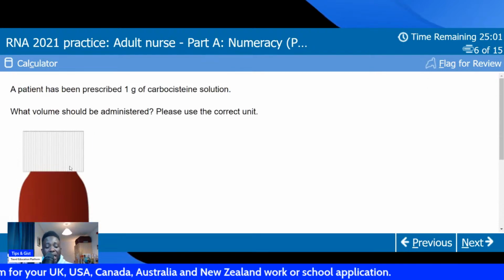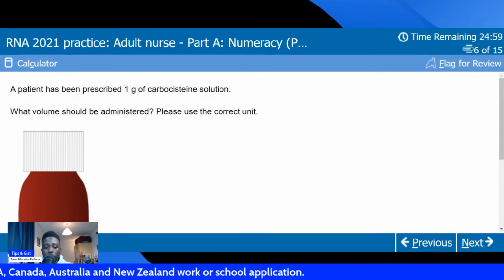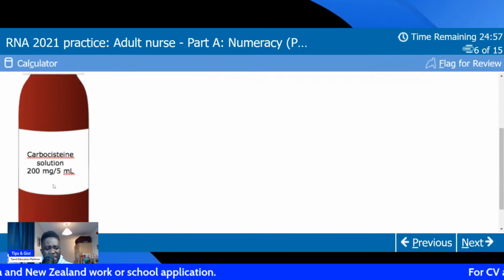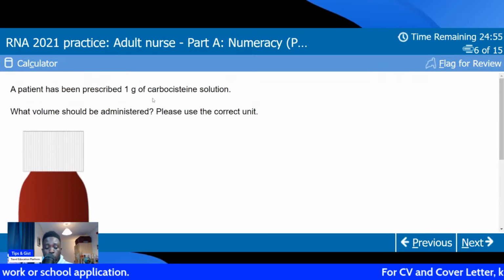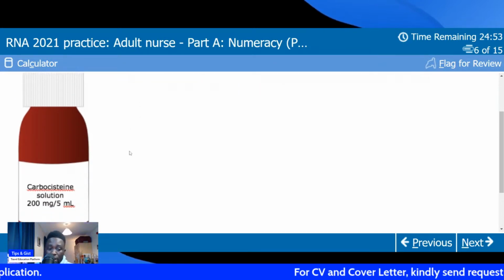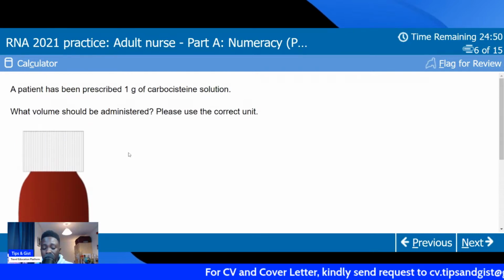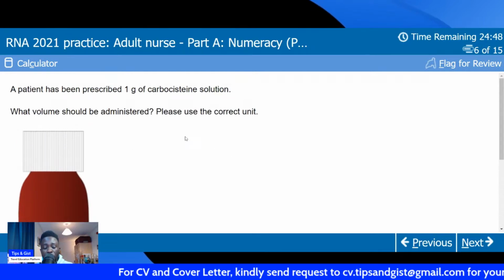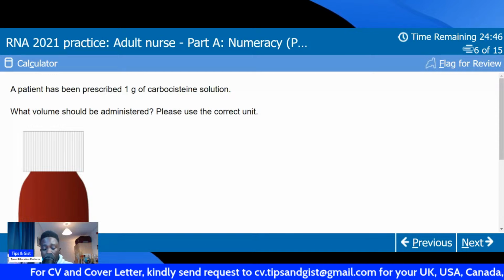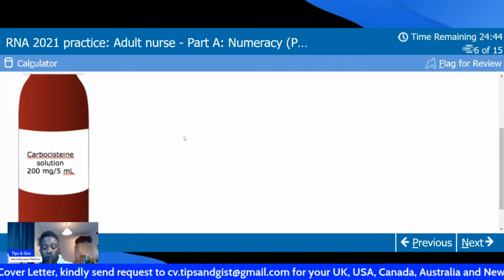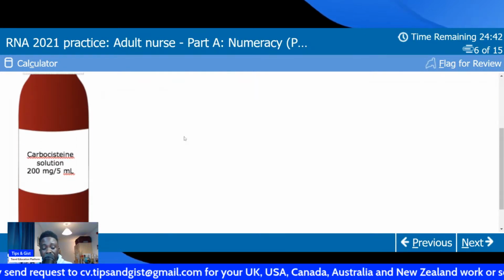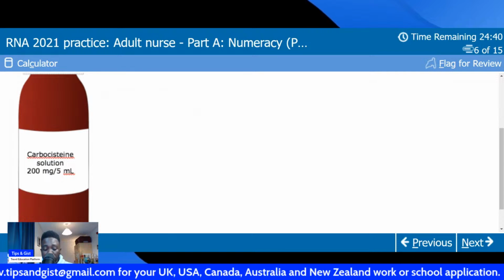And the doctor is saying that give the patient 1 gram. But the drug is in milligram. So you are supposed to convert the gram to milligram. And I told you that 1,000 milligram is 1 gram. Therefore, you have to multiply the gram by 1,000 to get your 1,000 milligram. All right. So now the doctor is saying that give 1,000 milligram. That is your first conversion.